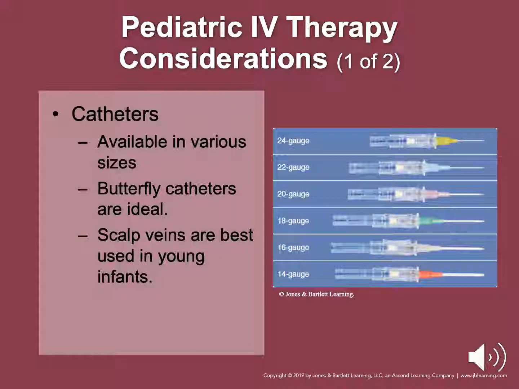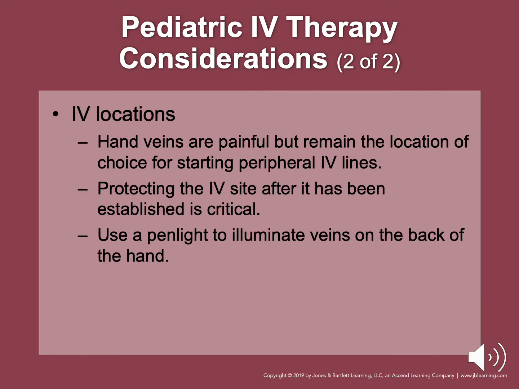The younger pediatric patients have fewer choices for your IV site. Hand veins are painful. Protecting the IV site after it's been established is critical. Use a pen light to illuminate the veins on the back of the hand. Scalp vein cannulation is often aesthetically unpleasant for both the child and the parents. When you're securing scalp veins, tape a paper cup over the site to avoid applying any direct pressure to the butterfly catheter.